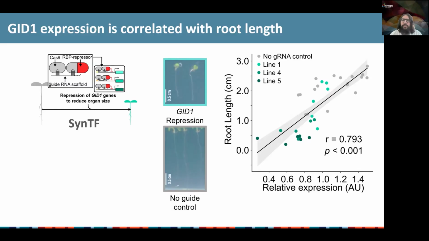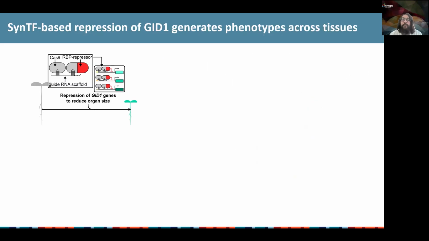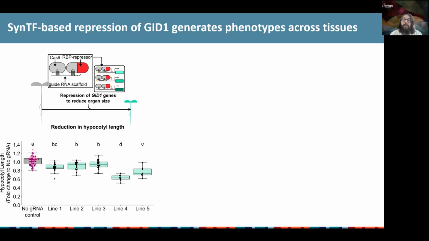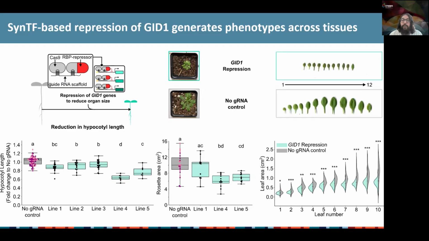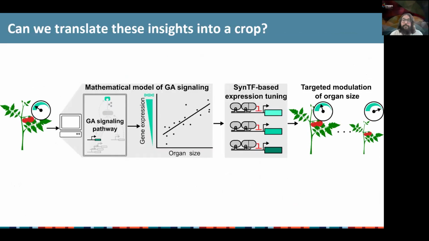Because this model was built using data from roots of Arabidopsis, we were interested in understanding if its predictive power would hold across other tissues in the plant. So we phenotyped various shoot tissues from these plants, starting with hypocotyl length, then rosette area, and then leaf area. And as you can see, we observed consistent dwarfing effects across various tissues and developmental time points.